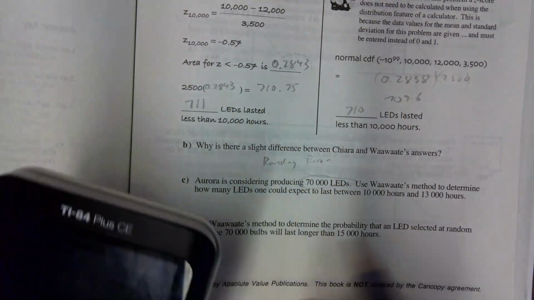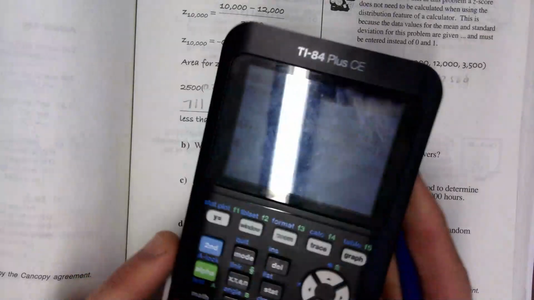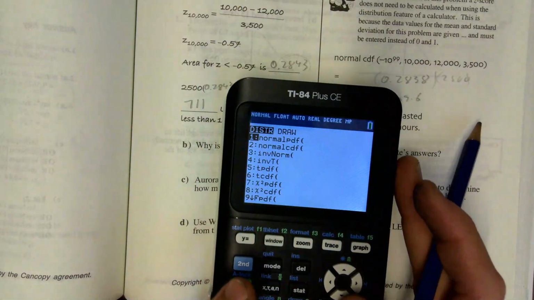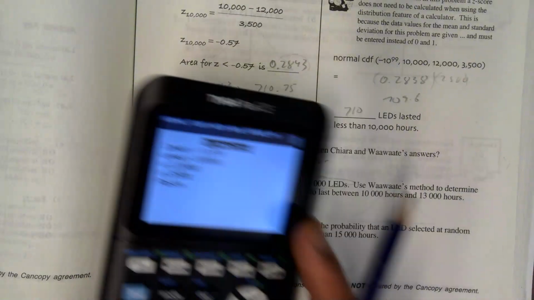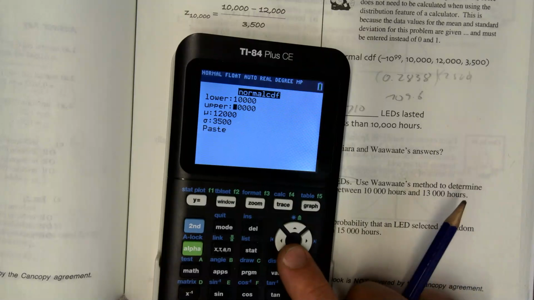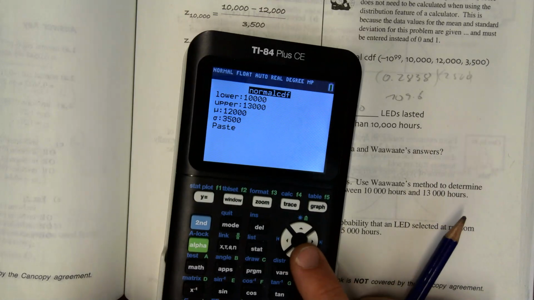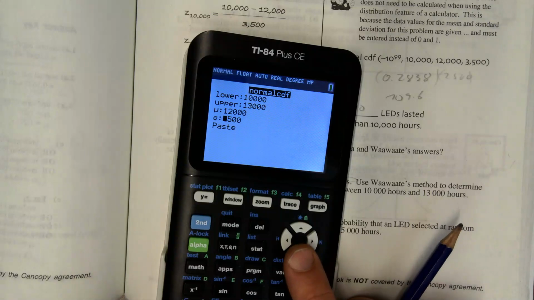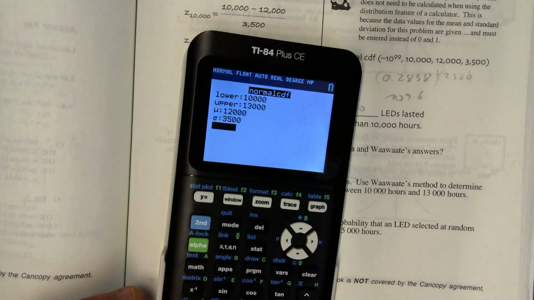Okay, well, I've been told to use this normal CDF method, so I'm going to do that. So second distribution, normal CDF. And in this case, lower, 10,000. Upper, 13,000. Mean is the same. Standard deviation is the same. So let's paste that. Let's see what we get.